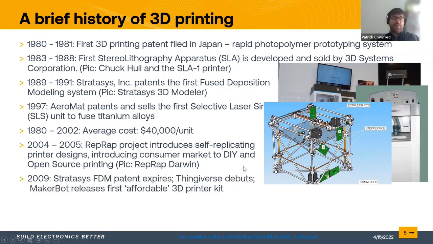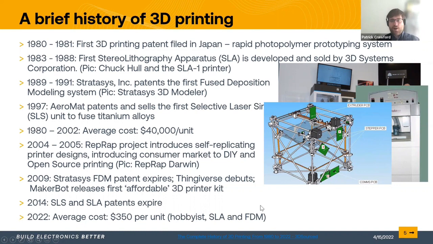However, in 2009, that patent did expire, and a couple of different things happened all at once. Thingiverse debuted. MakerBot released the first, like, this is a 3D printer that we are selling kits. And in 2014, similarly, the SLA and the SLS patents expired. So since 2014, I guess that is 8 years ago now, the explosion in consumer level 3D printers of all flavors and the industrial explosion of 3D printers of all flavors have been due to these patents expiring.